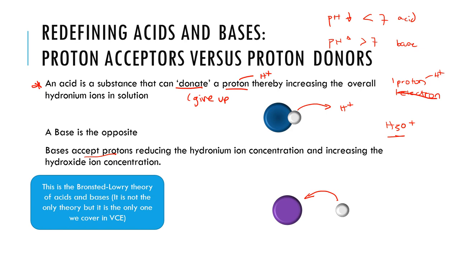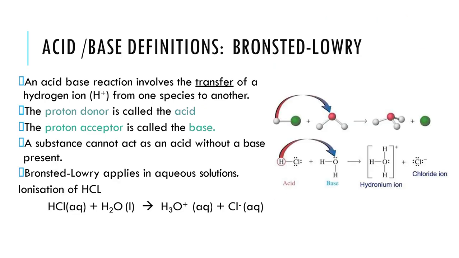So the key thing that we need to remember is that an acid and base reaction must involve the transfer of hydrogen ions from one species to another. So we need to see a hydrogen atom swapping from the proton donor to the proton acceptor, so from the acid to the base. So a substance cannot act as an acid or base without a base present, because we cannot transfer that hydrogen from the acid unless there is a base ready to be there to accept it.